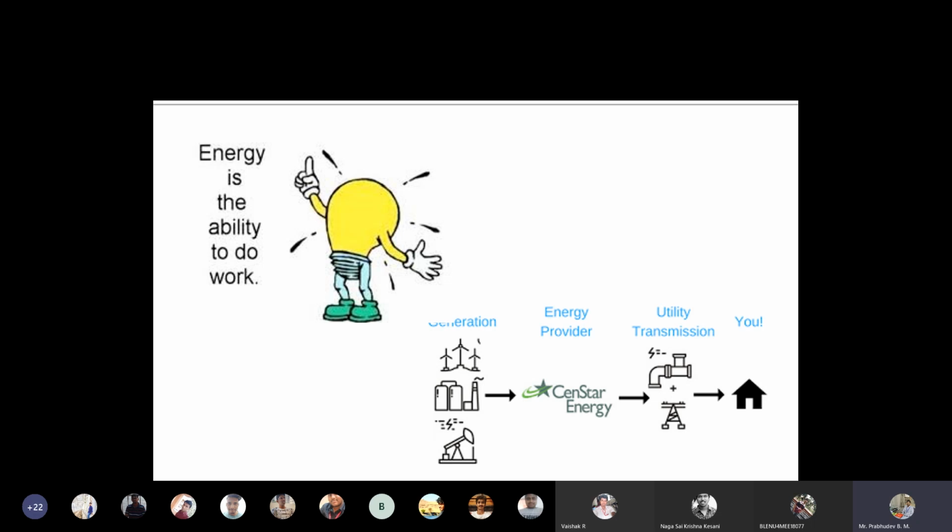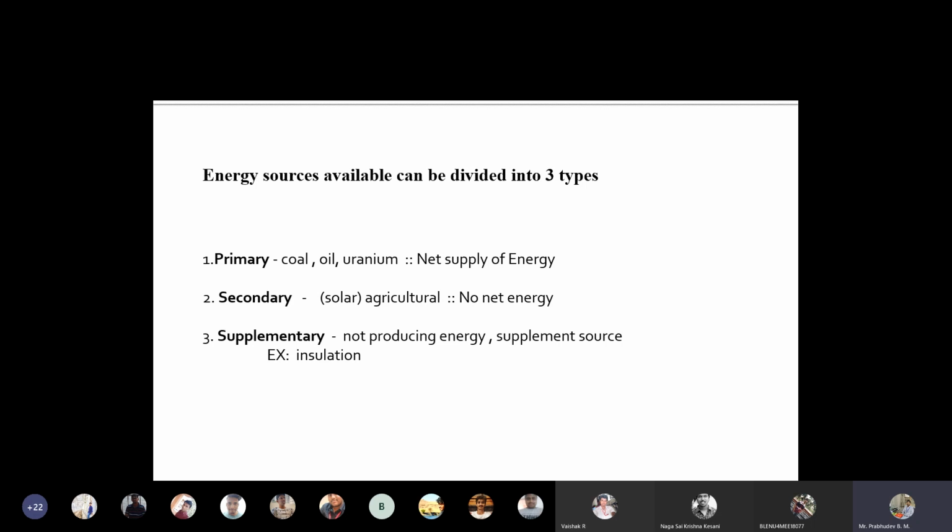In the next slide, we can see the world energy scenario. Before that, we'll see how many types of energies are available. There are mainly three sources of energies. They are called primary, secondary, and you should remember this: primary, secondary, and supplementary.